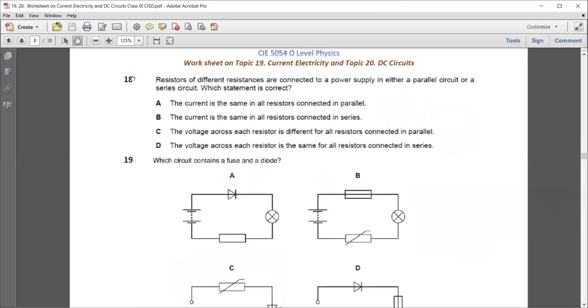Now question 18. Ayesha, you read it. Resistors of different resistances are connected to a power supply in either a parallel circuit or a series circuit. This statement is correct. So you read the options and tell us which one is correct. You read slowly, no problem, but think about which option will be correct.